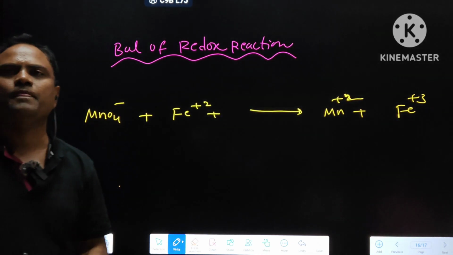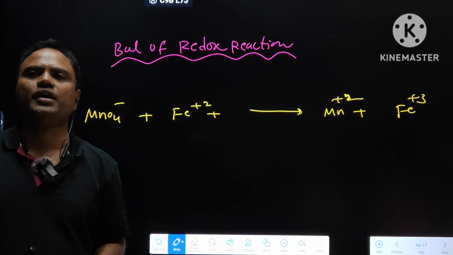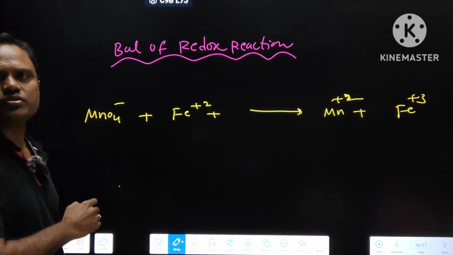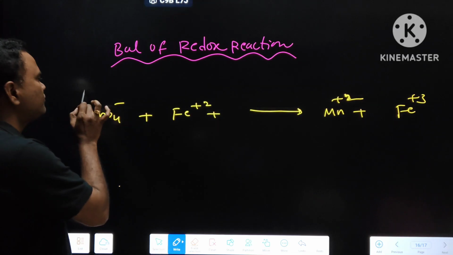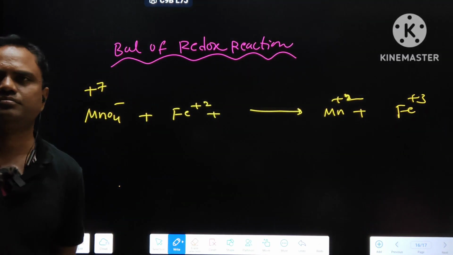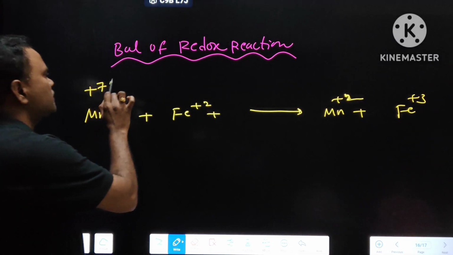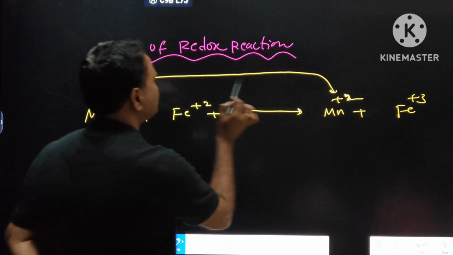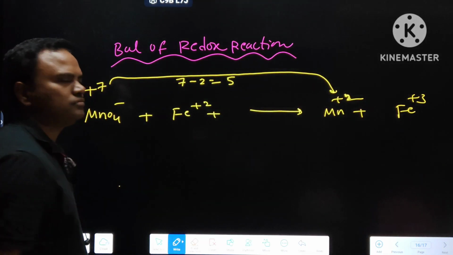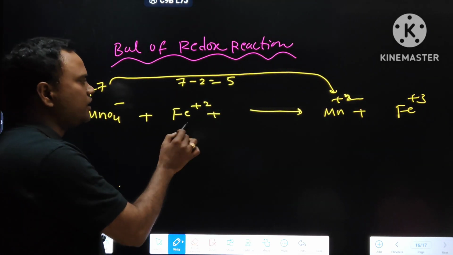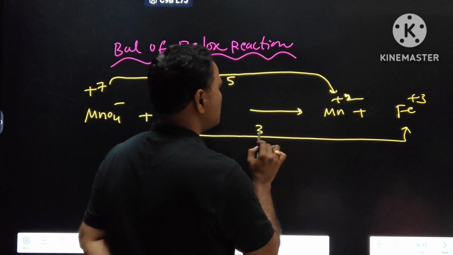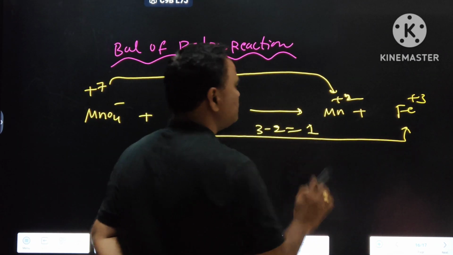See the procedure. First step is find the oxidation state of unknown elements. What is manganese oxidation state here? +7. Here +2, +2. Find the change. What is the change? 7 minus 2, higher minus lower. Change is 5. Here iron +2 directly given, here +3 directly given. What is the change? 3 minus 2, that is equal to 1.